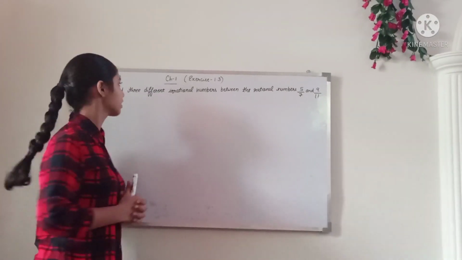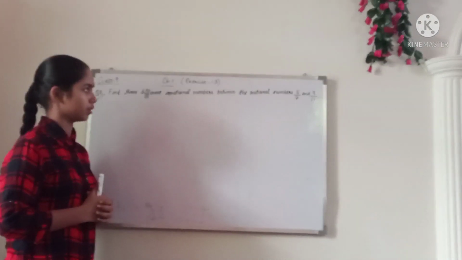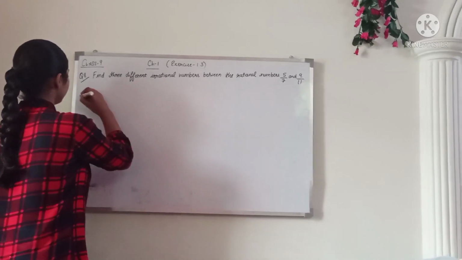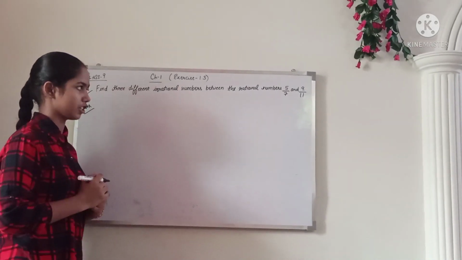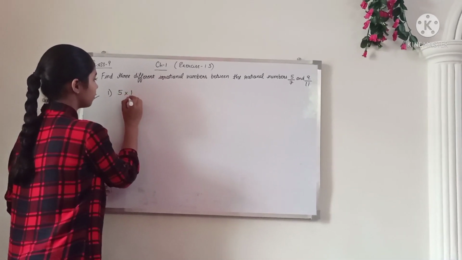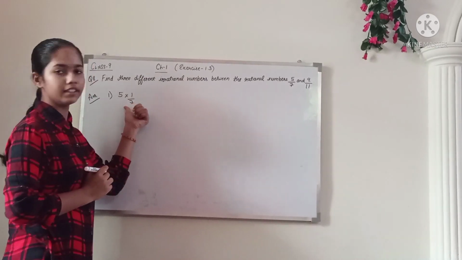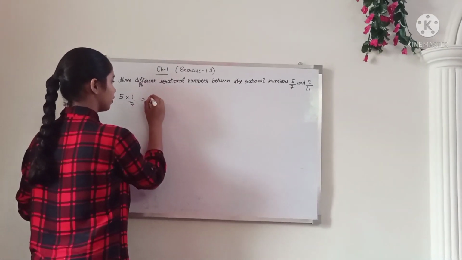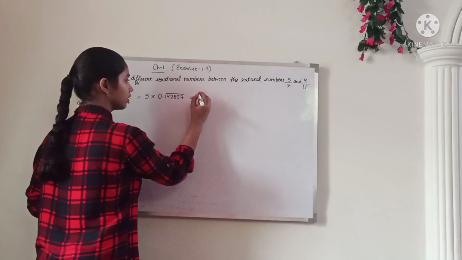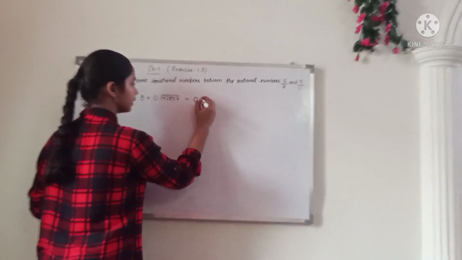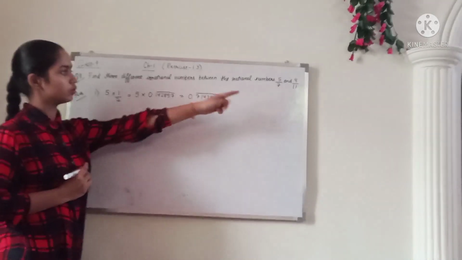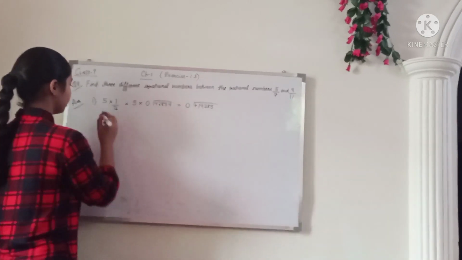The question number 8 is, find 3 different irrational numbers between the rational numbers 5 upon 7 and 9 upon 11. So first find the decimal expansion of 5 upon 7. If you remember, we have done this in question number 2. So 5 into 0.142857, and the answer is 0.714285.